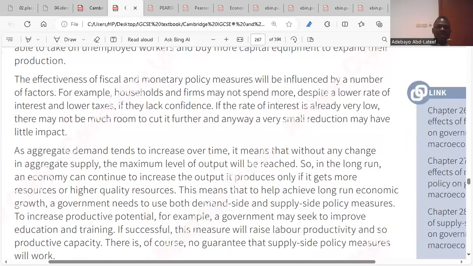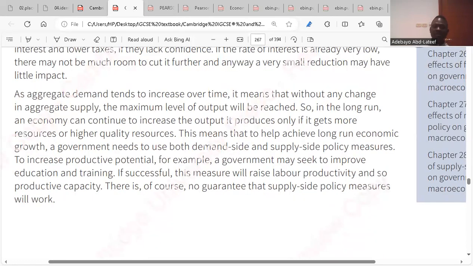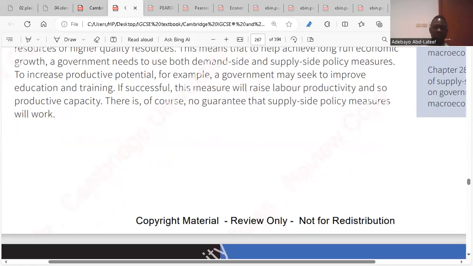So as aggregate demand tends to increase over time, it means that without any change in aggregate supply, the maximum level of output will be reached. So in the long run, an economy can continue to increase the output it produces only if it gets more resources or higher quality resources. This means that to help achieve long-run economic growth, a government needs to use both demand side and supply side policy measures to increase productive potential. For example, a government may seek to improve education and training. If successful, these measures will raise labor productivity and so productive capacity. There is, of course, no guarantee the supply side policy measures will work.